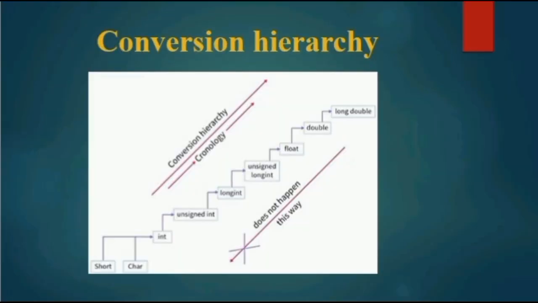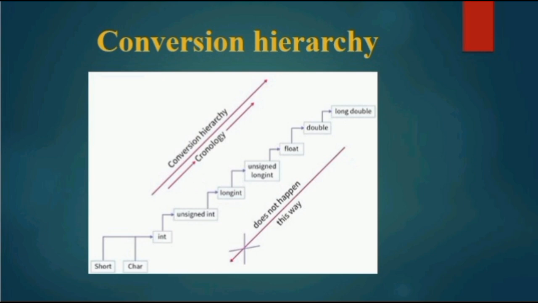Coming to the conversion hierarchy for data types in C, C++, and Python, showing how different types can be converted from smaller to larger types. At the bottom, short and char can be converted into int, which can then be converted into unsigned int. Unsigned int means it is a positive value, it never takes negative values.